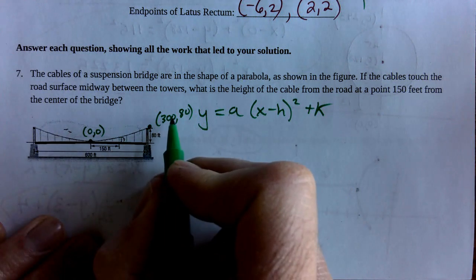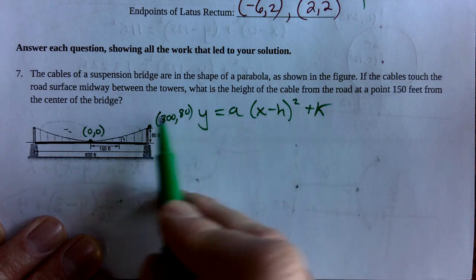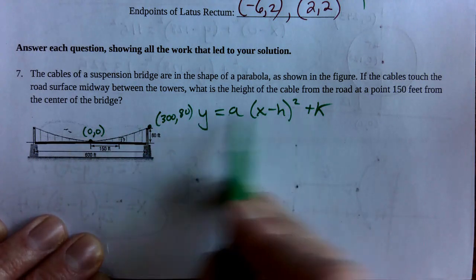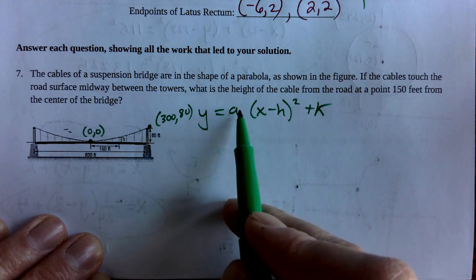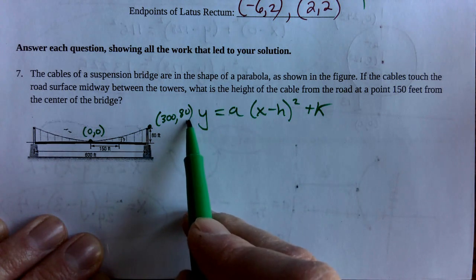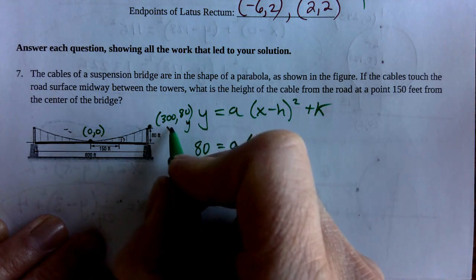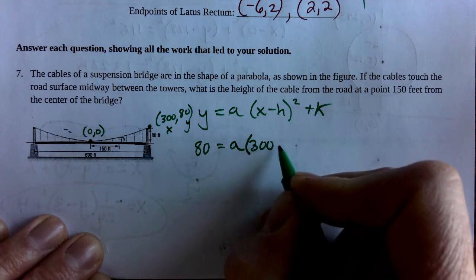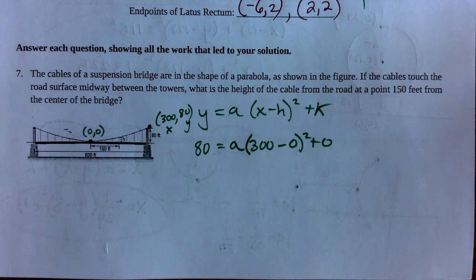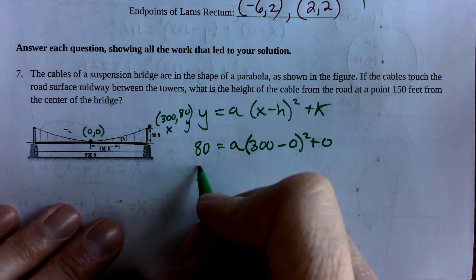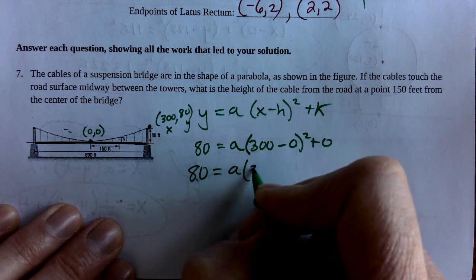So there's a point, 1, 2, 3, 4 known values, and there's an equation here with 5 unknowns. So we're going to look for the A first. So this is the Y value right here. So we got ourselves 80 equals don't know A. Here's our X value of 300. And then plug in your vertex, which is very nice at 0, 0. So basically it comes down to 80 equals A times whatever 300 squared is, all right?